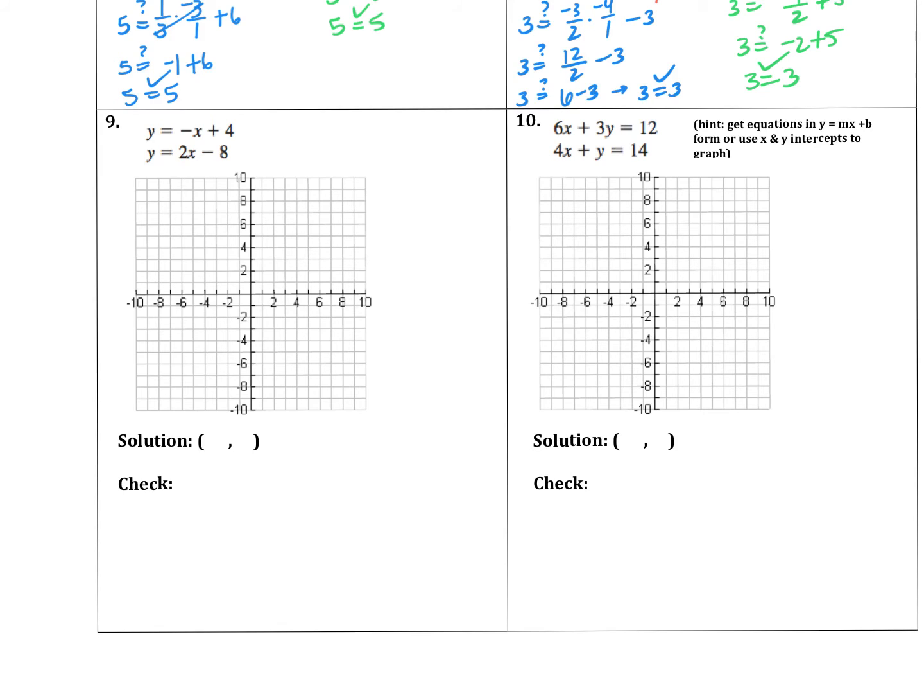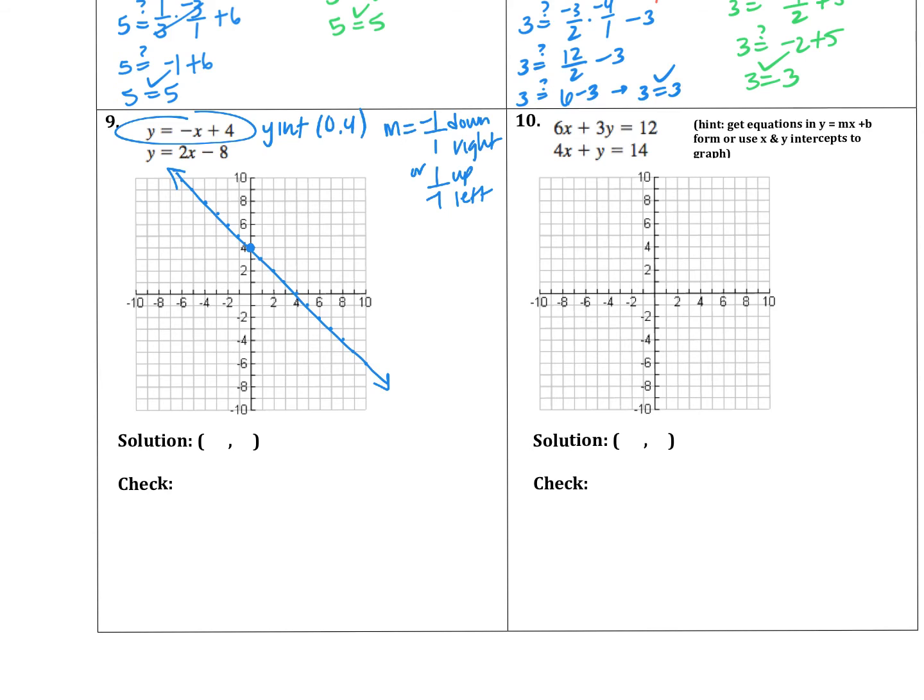Let's start off with our top equation. Our y-intercept here is (0, 4), and our slope is -1/1, so I can go down 1, right 1, or I also have the option of going up and left 1. So let's start off at our y-intercept of 4, and we're going down and right 1 each time, or up and left, and connect as straight as possible.